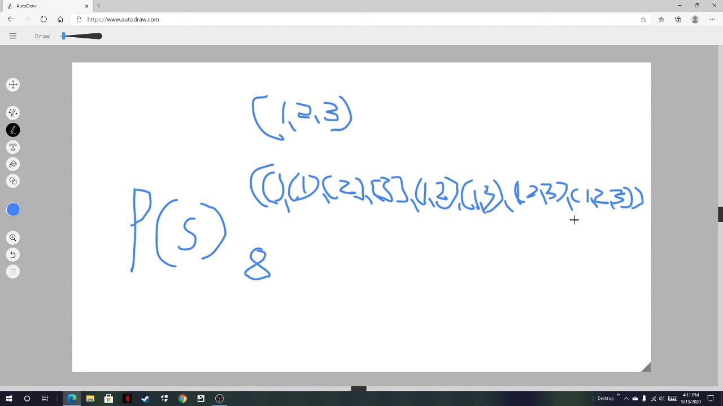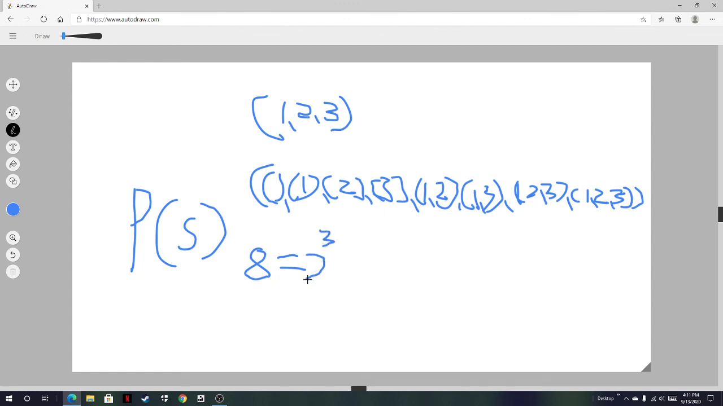But we only start with 3 things. So 8 does not equal 3.